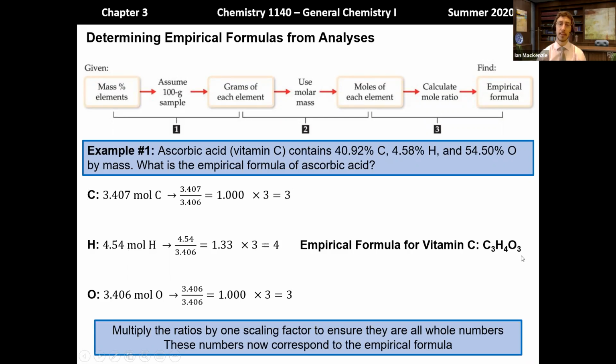It may seem like a slightly long or maybe even complicated process, but if you follow this process step by step, and you only divide all of them by the smallest number when you're at moles, and then you multiply, if you need to, all of them by one number to get them all to be whole numbers, then it will make the process very straightforward. Let's go through another example.